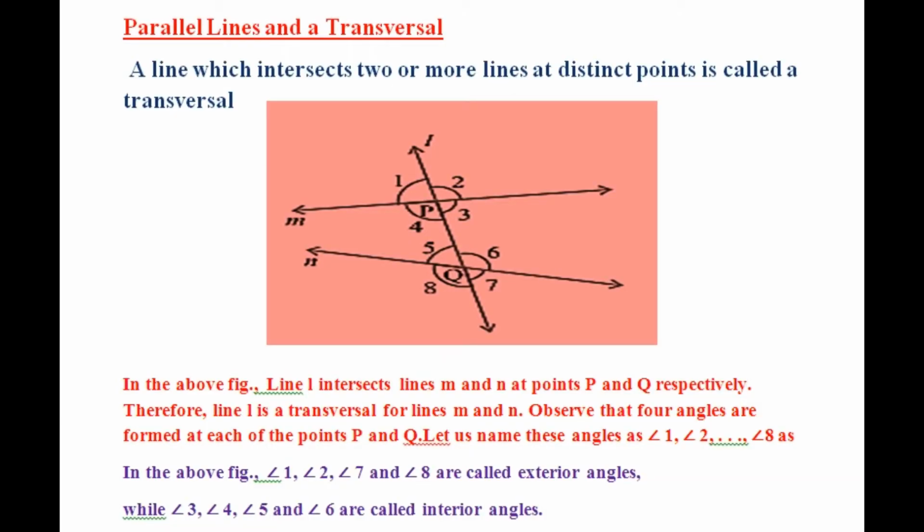Next we will see parallel lines and a transversal. A line which intersects two or more lines at distinct points is called a transversal. You see the diagram.